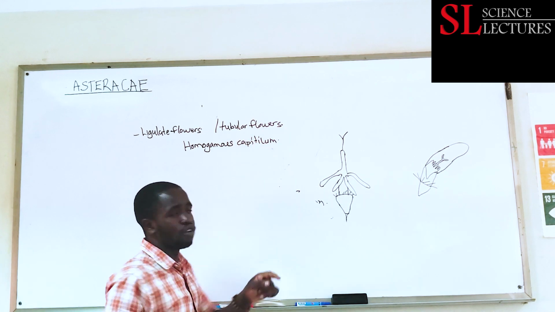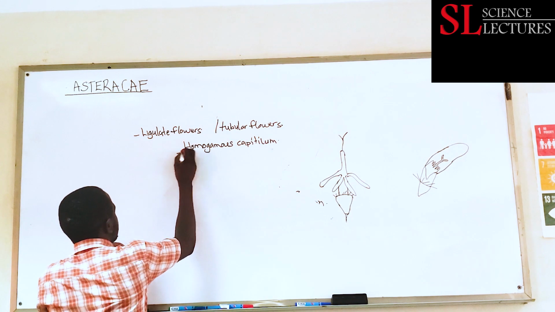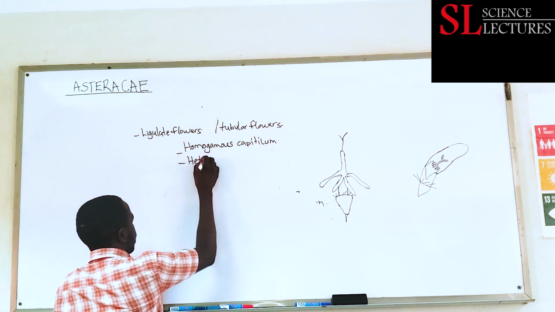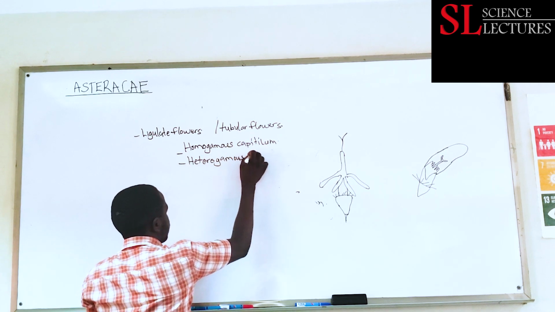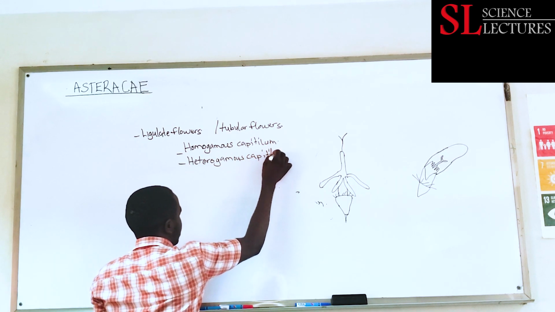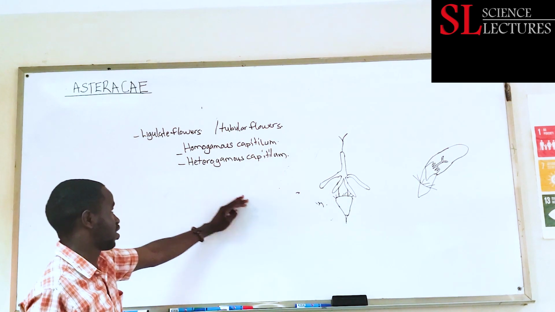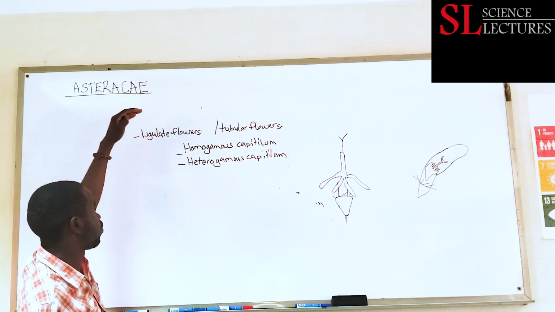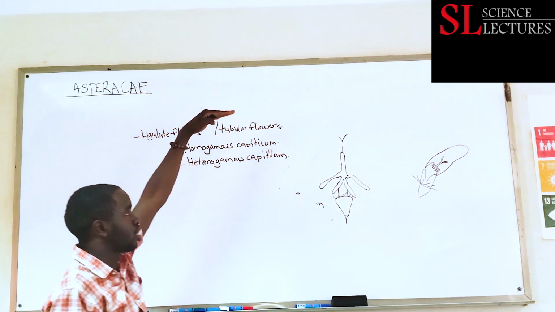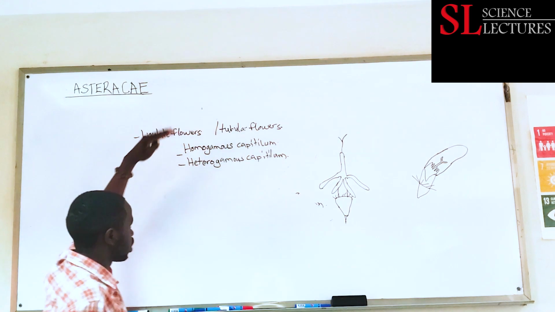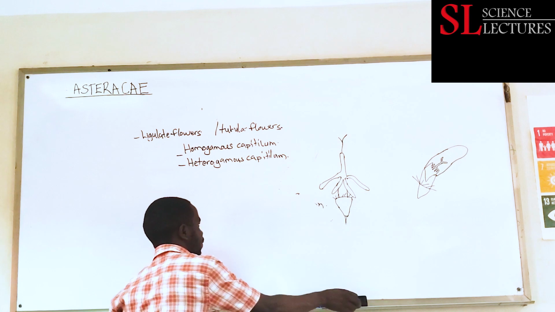And when it is made up of both ligulate flowers and tubular flowers, we call it a heterogamous capitulum. Those are things I need to emphasize. When it is made up of one type of flower, we call it a homogamous. It can be made up of ligulate flowers only or tubular flowers. But when it is made up of both types of flowers, we say it is a heterogamous capitulum.